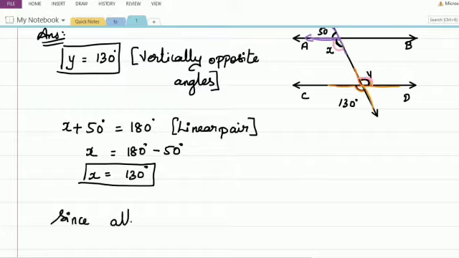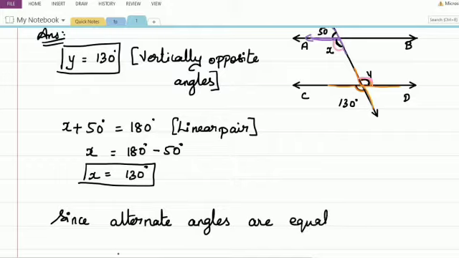Since alternate angles are equal, AB is parallel to CD. We know that if alternate angles are equal, then the lines are parallel. If the corresponding angles are equal, then the lines are parallel. If the sum of co-interior angles is 180 degree, then the lines are parallel.